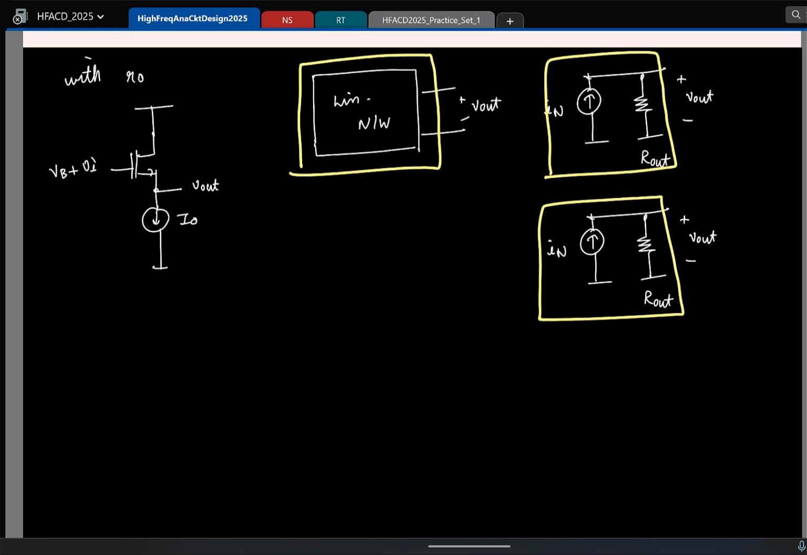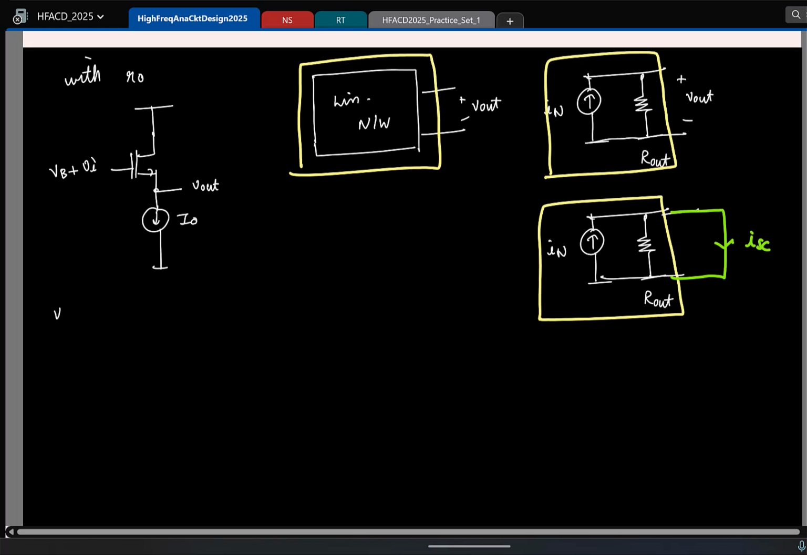Find the short circuit current. You try to short circuit the output. Again, I'll have to be more careful. This is the two terminals. So what do you do? If you short circuit the output like this, the entire current flows to the output. So you simply measure the short circuit current and that gives you the Norton current.